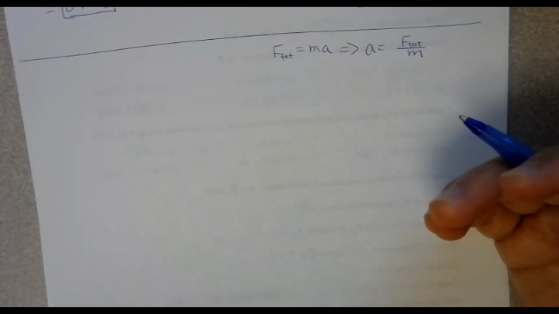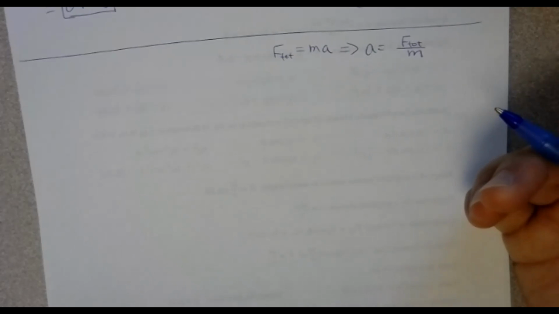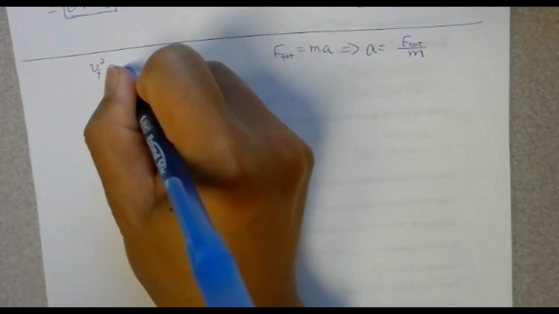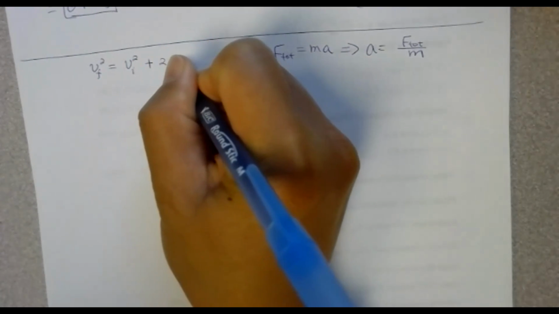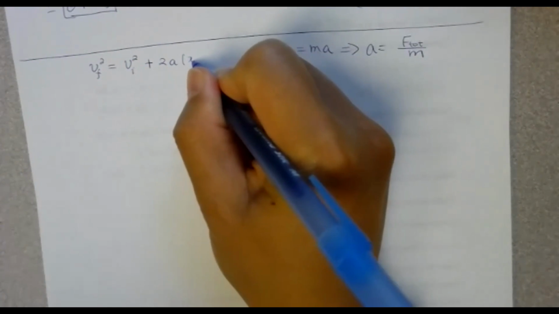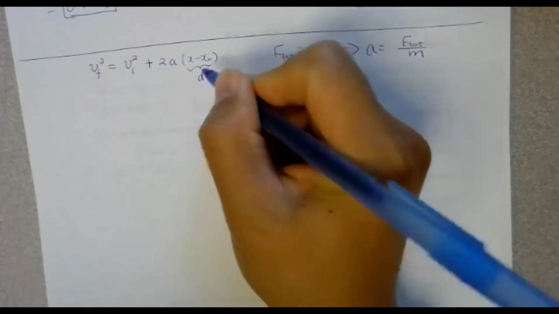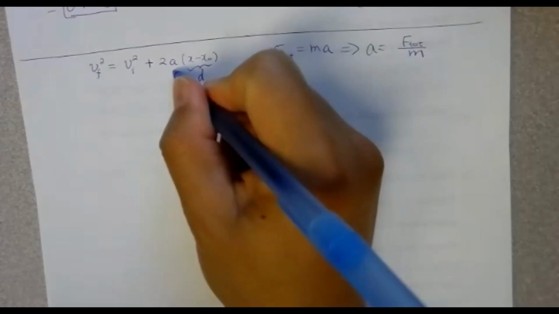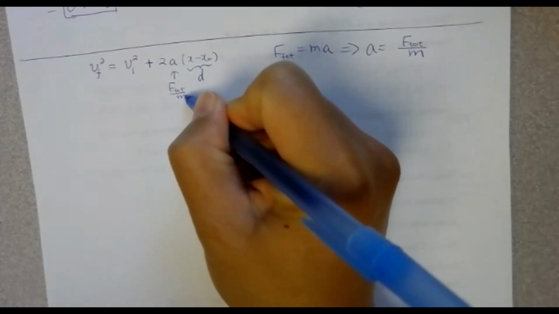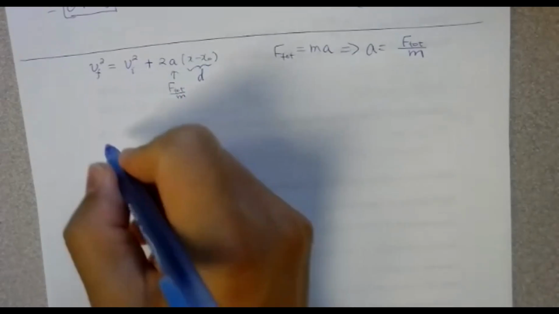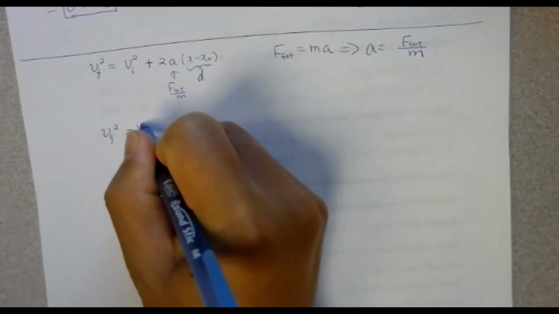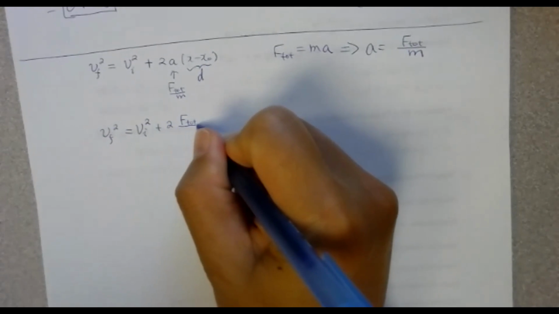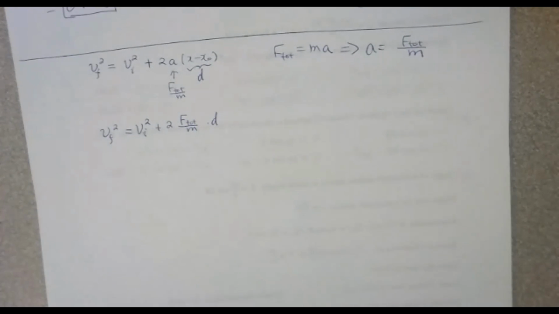If you remember, there were five equations of motion for one-dimensional constant acceleration motion. I'm going to just pick the last one, which says the final velocity squared is equal to the initial velocity squared plus twice the acceleration times x minus x naught, which is d here. Then I'm going to replace the acceleration with the total force over the mass. So I will see that the final velocity squared equals the initial velocity squared plus 2 times F total over the mass times the distance.